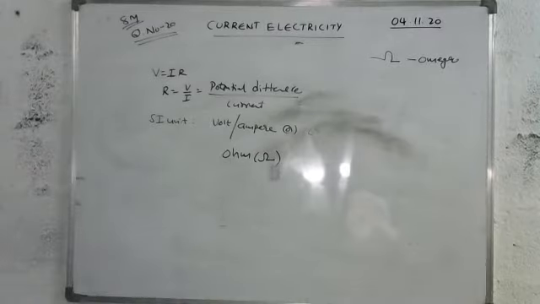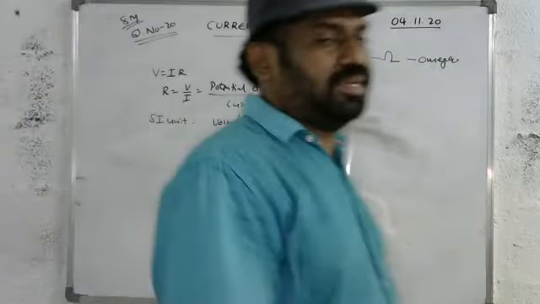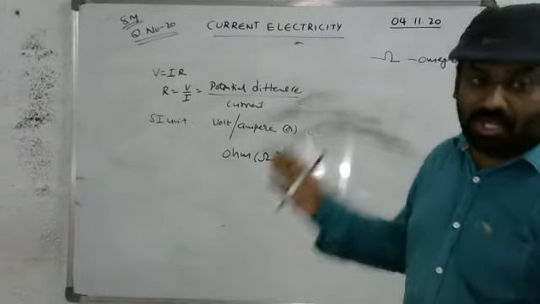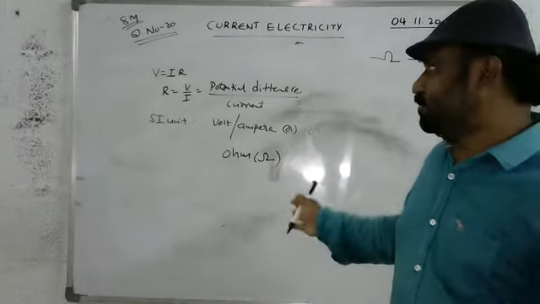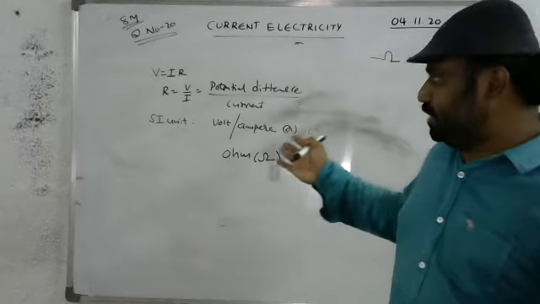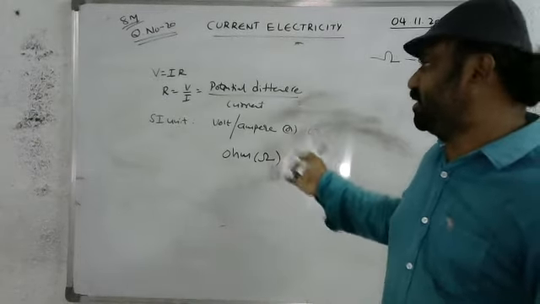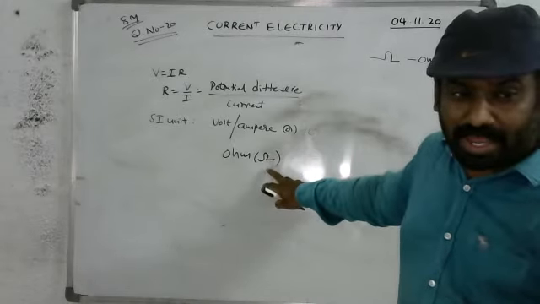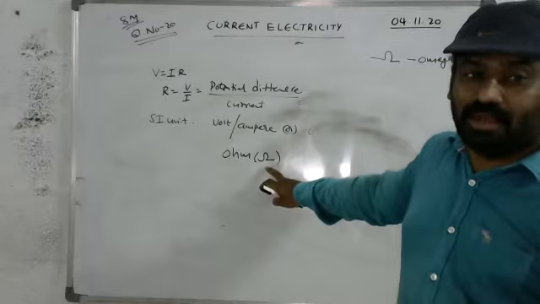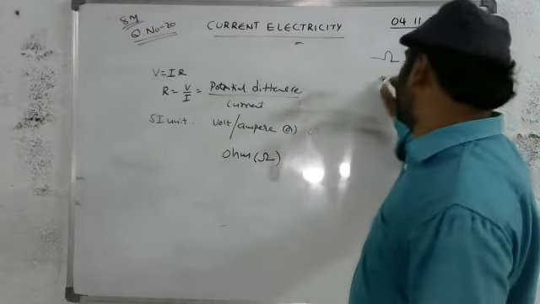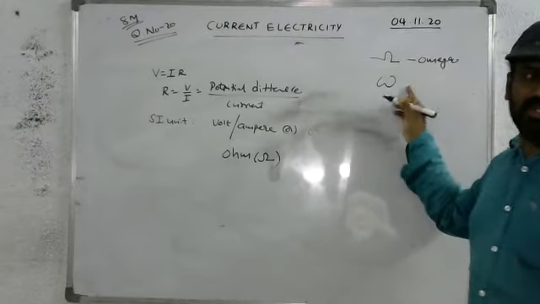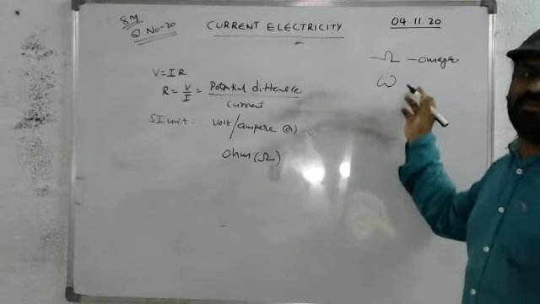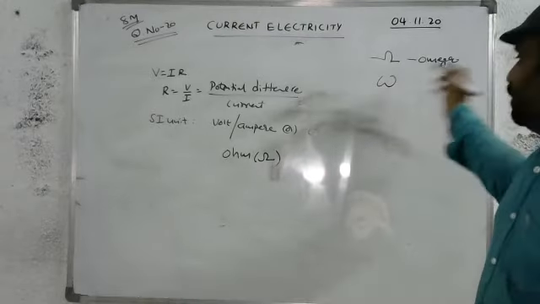So, what is the SI unit of resistance? The resistance can be measured in ohms, milliohms, microohms, kiloohms. The SI unit for resistance is ohm, and this symbol is called omega. The symbols can be capital and small letters.